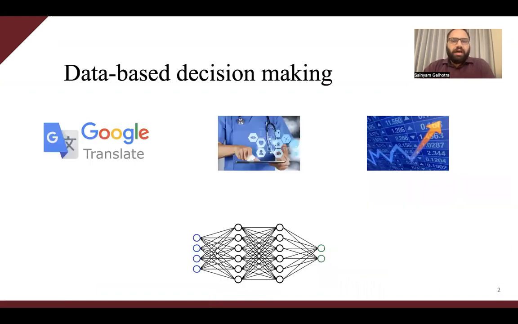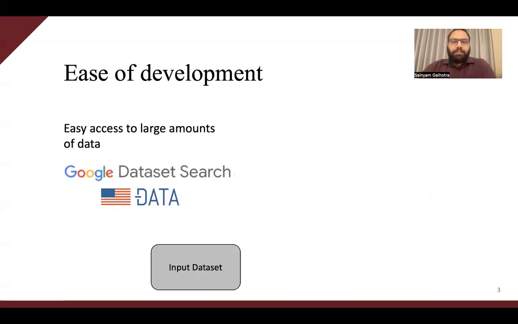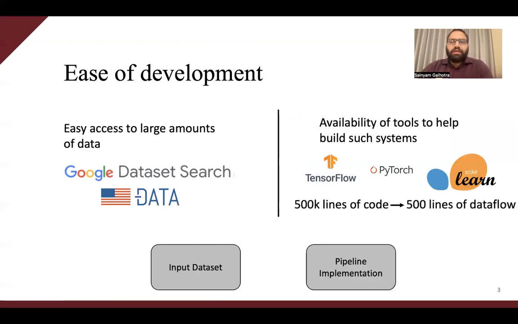Data-based decision-making systems are widely being used in real-world applications spanning natural language processing, healthcare, stock prediction, and many others. The increased usage of such systems has been possible due to the recent advancements of deep learning. It has become extremely easy to develop such systems because of easy access to large amounts of data from various repositories like Google Dataset Search, data.gov, and so on. On the implementation side of things, ML libraries have made it simple to code these applications in less than 500 lines of code, which traditionally required 500,000 lines of code.